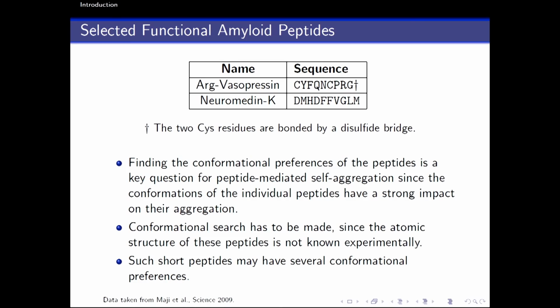So what we want to do is to perform a conformational search on these peptides, first of all in isolation, and then when they're conjugated to polymer molecules, and to investigate their conformational properties to see if they actually do have a tendency to self-aggregate, and then see what other applications, what other things we can do with them.